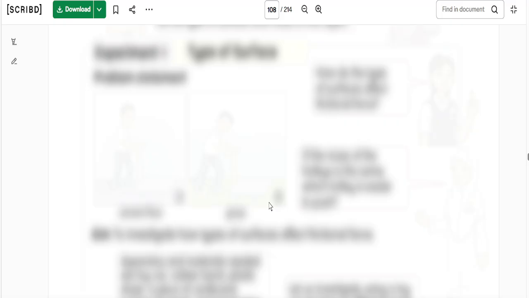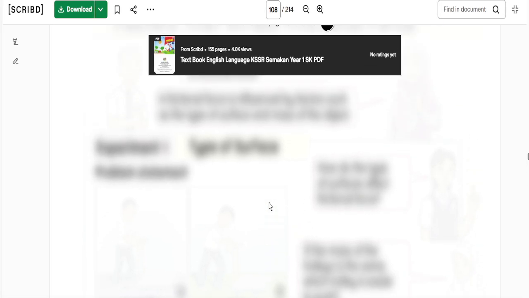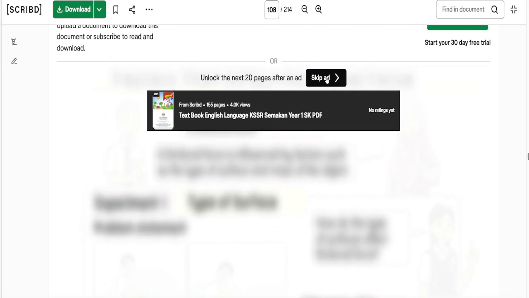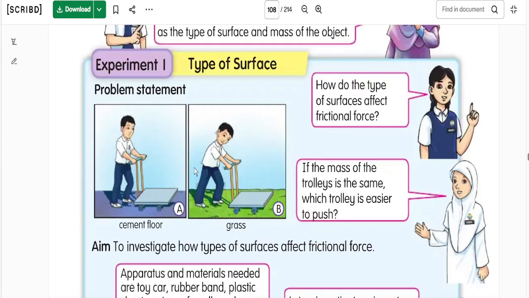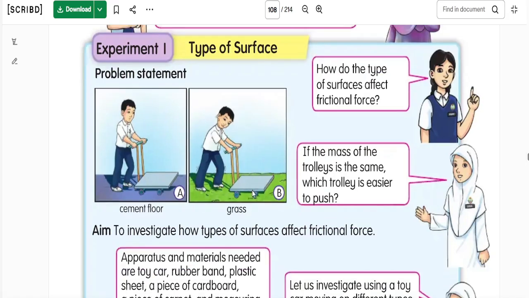Why? When the floor is smooth, then the friction is less. So the movement becomes easier because friction opposes the movement, remember? So that's why in case of A, the friction is less. In case of B, friction is more. That's why it is difficult to push it.